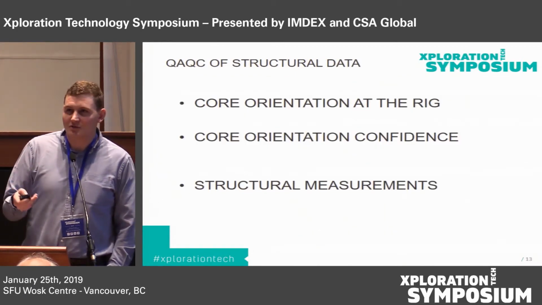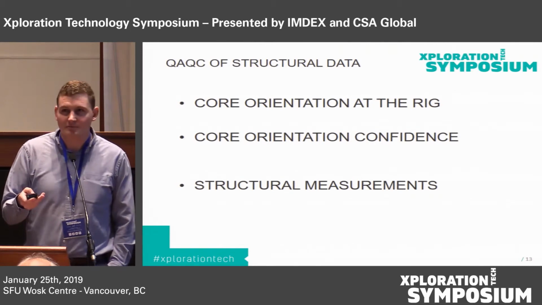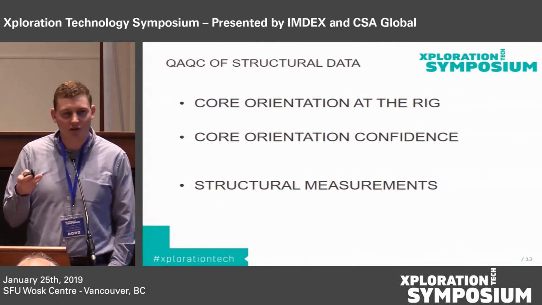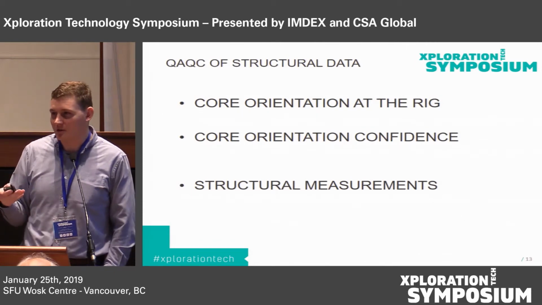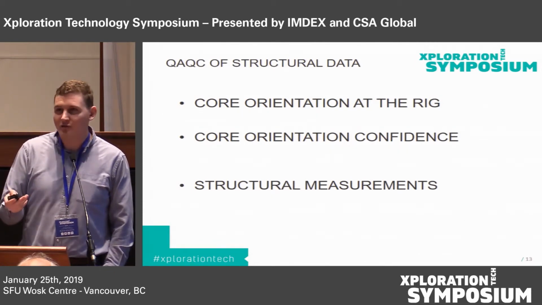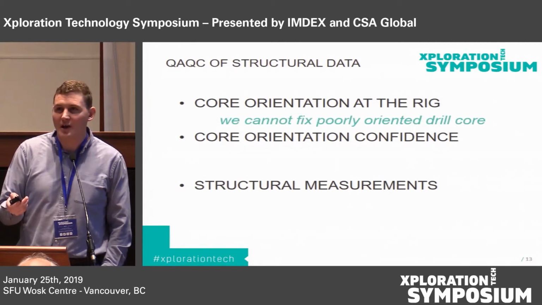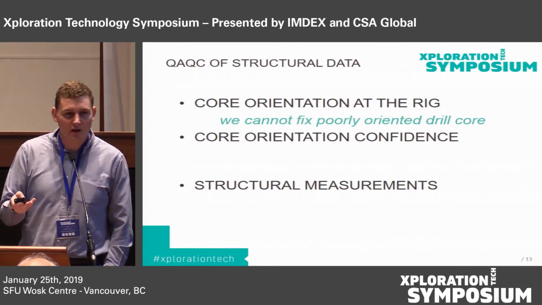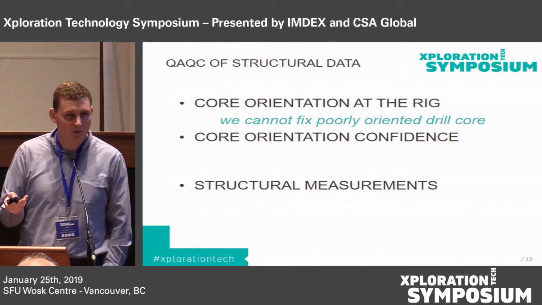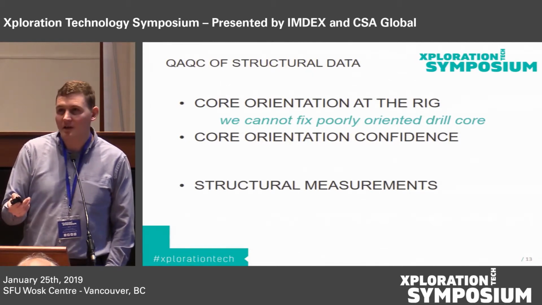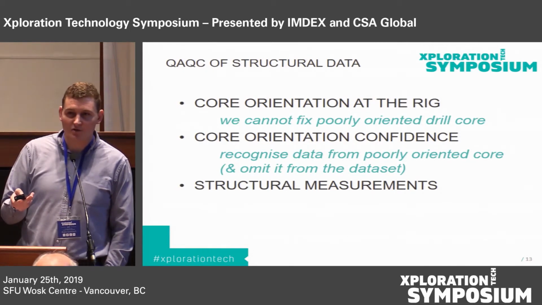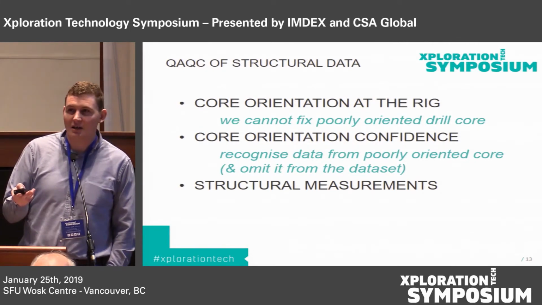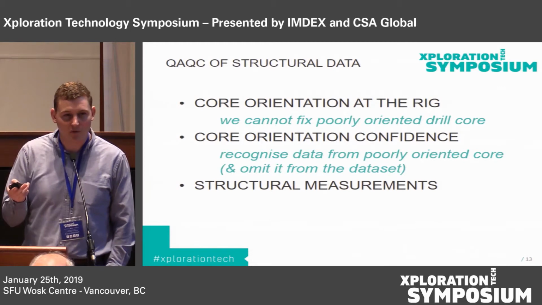And so the final point here is QA/QC of structural data is quite different from QA/QC of geochemical data. You have to make sure you get your core orientation done correctly at the rig. You cannot go back and fix poorly oriented drill core. What you can do, if you do have poorly oriented drill core and you recognize it, is start omitting it or filtering it from your data set.